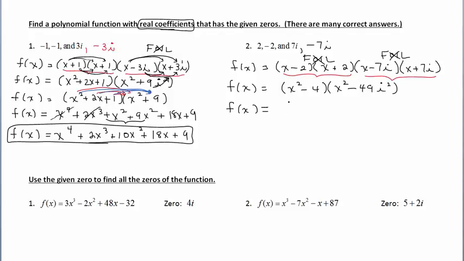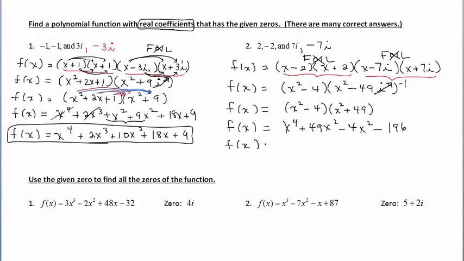A little more cleanup to do. Remember, i squared is -1. So multiplying by -49 is going to give x squared plus 49. And then I'm just going to FOIL. So x squared times x squared gives x to the fourth. Outside, 49x squared. Inside, minus 4x squared. Oh, brother. Minus 4 times 50 is 200, minus 4, 196.